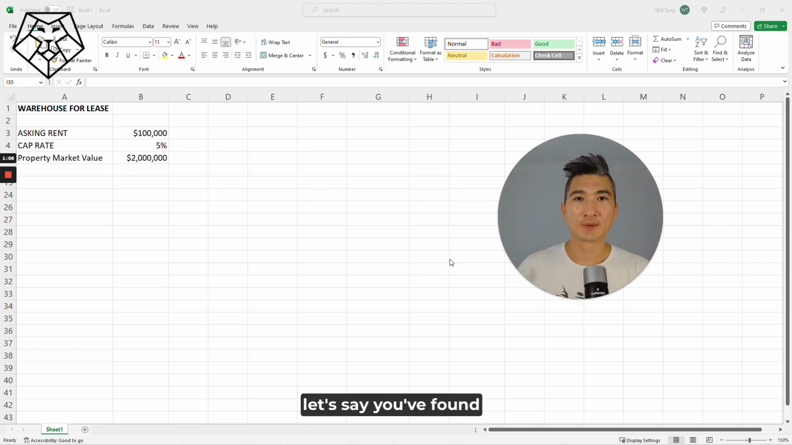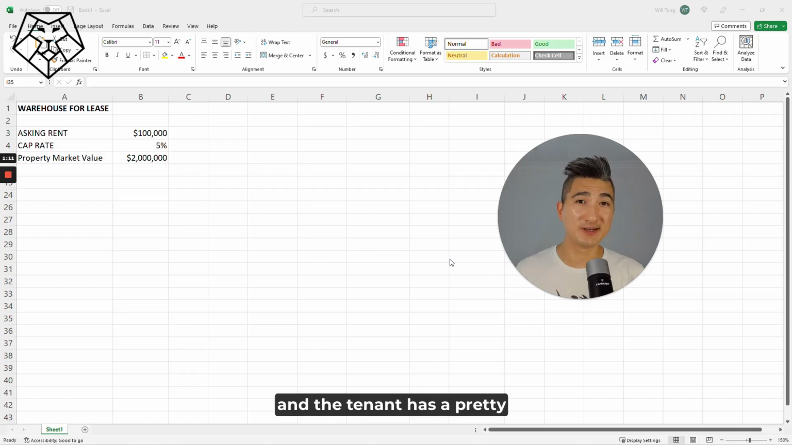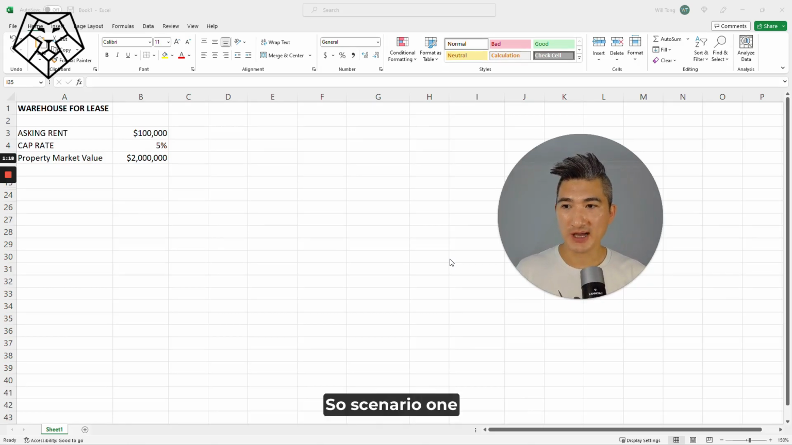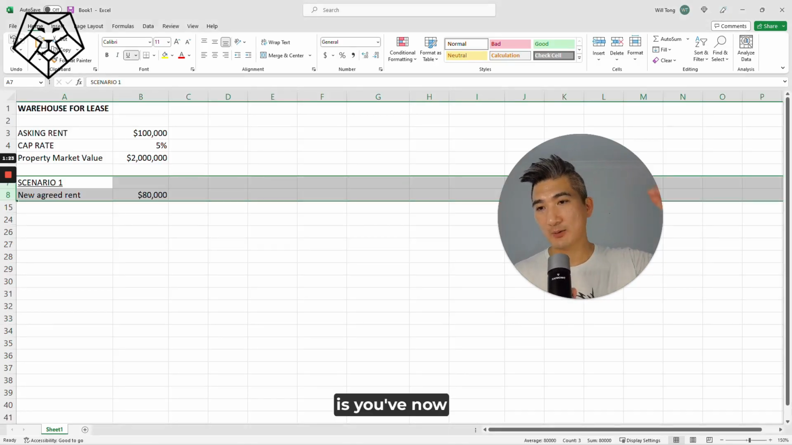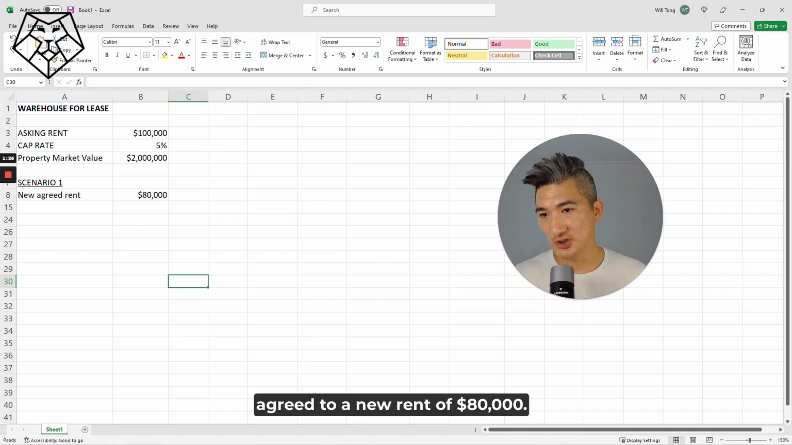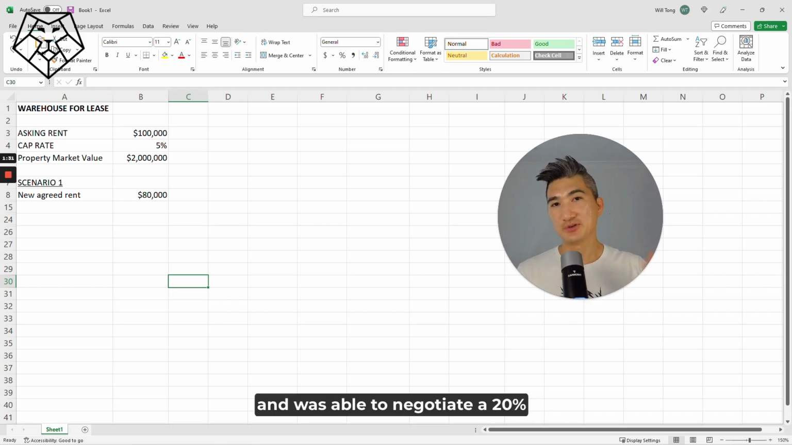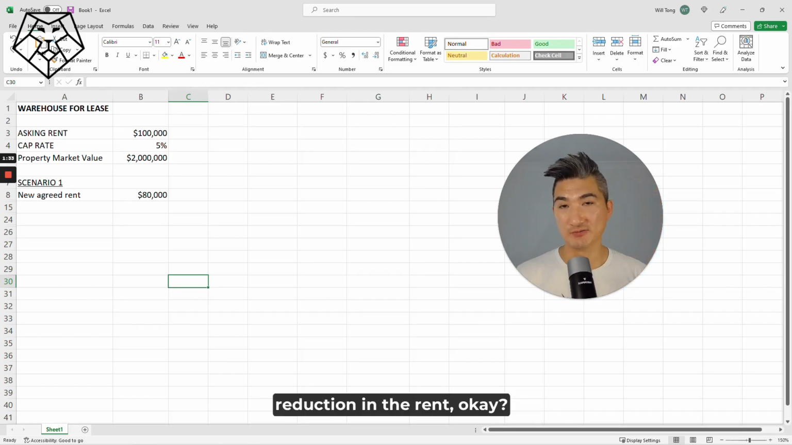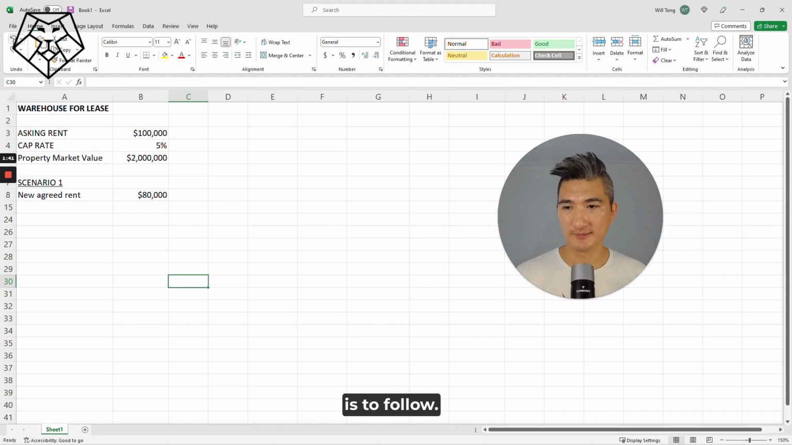All right, let's say you've found a pretty good tenant and the tenant has a pretty tough negotiator representing them, and you've fallen into scenario one. Okay, so scenario one is you've now agreed to a new rent of $80,000. So the negotiator was very tough and was able to negotiate a 20% reduction in the rent. Okay, so what that means from a value and income perspective is the following.